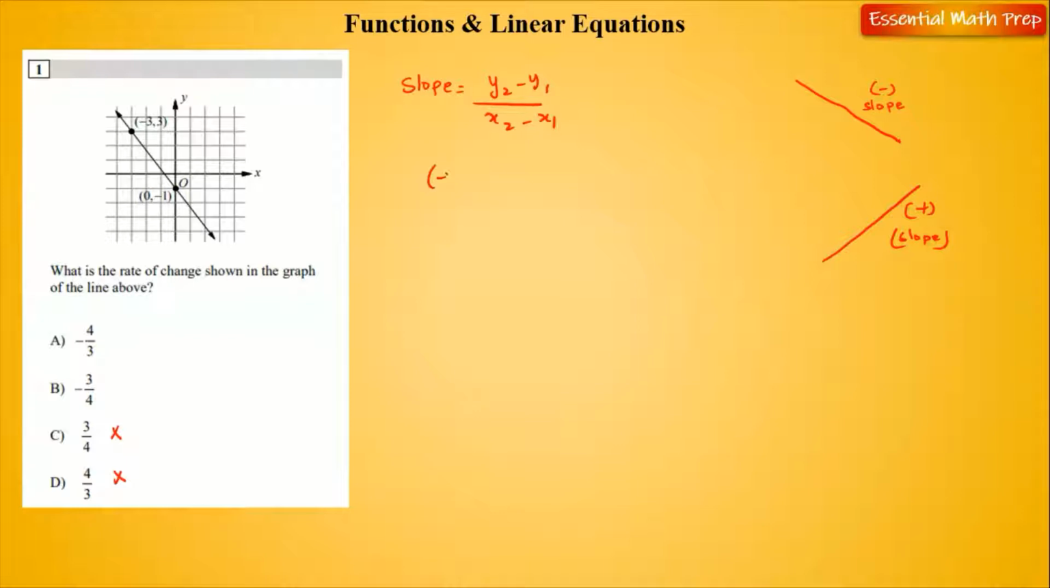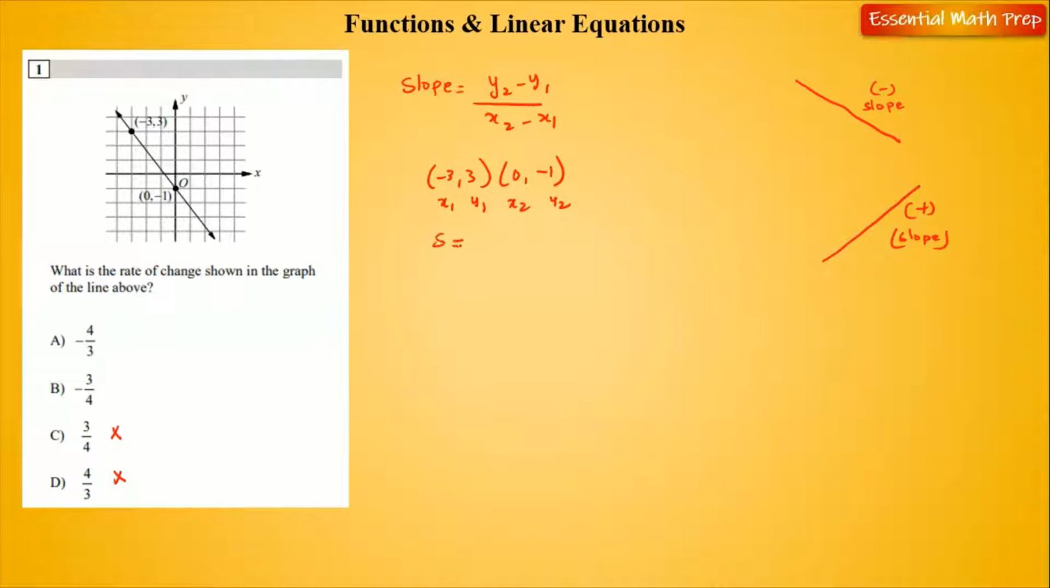So let's go ahead and write the ordered pairs first. It doesn't matter which order you write them, but it is important how you define x1 and y1. This is x1 and y1, then this is x2 and y2. You might ask, what if I had written 0, negative 1 first and then the negative 3, 3 after? It doesn't matter. Still, whatever you're writing first, that ordered pair is x1, y1. The second is x2, y2.